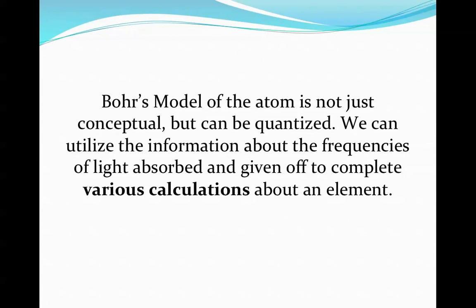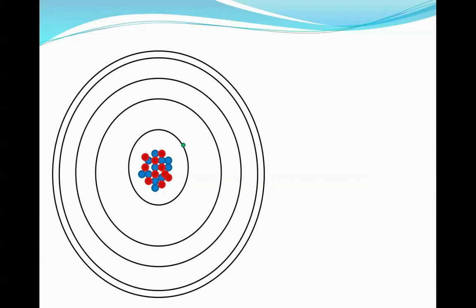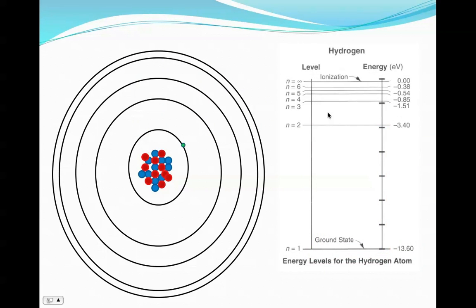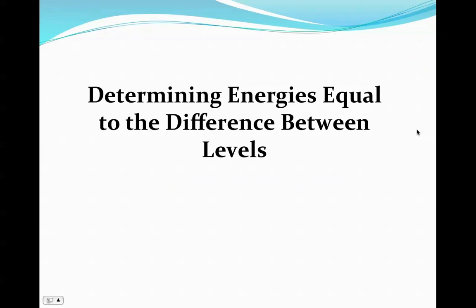Now, Bohr's model of an atom is not just conceptual, as we've done up until this point, but it can also be quantized. We can utilize information about the light and complete various calculations about the element. So in Bohr's diagram, we have our principal energy levels, but they don't just exist as rings around the atom, as we know. We can relate them directly to specific energies. And we're going to be using this chart. It's in your honors reference table that you were given in class, that we can look at the different energy levels and relate them to specific energies and find the differences between them and do various calculations with those.